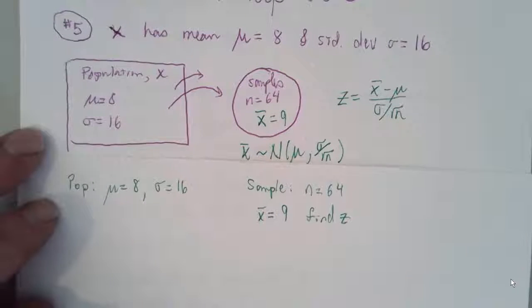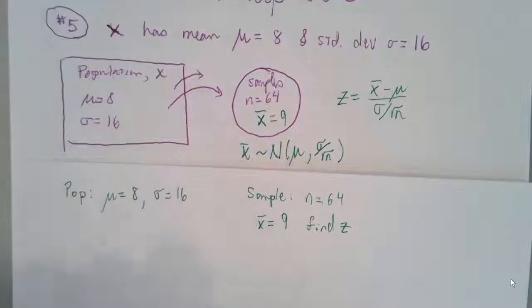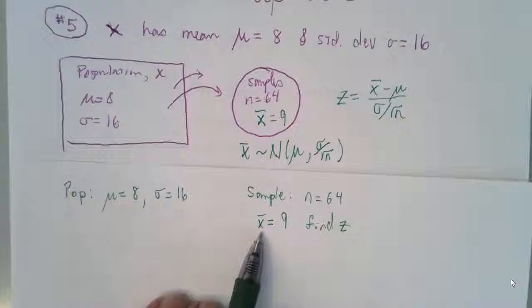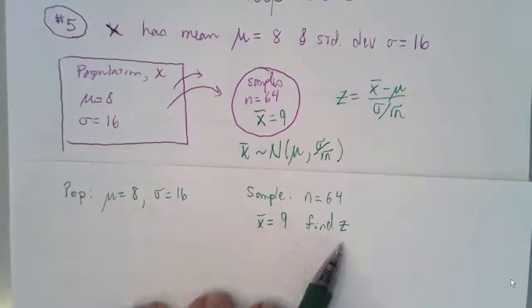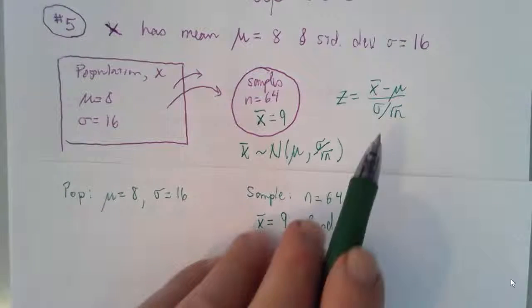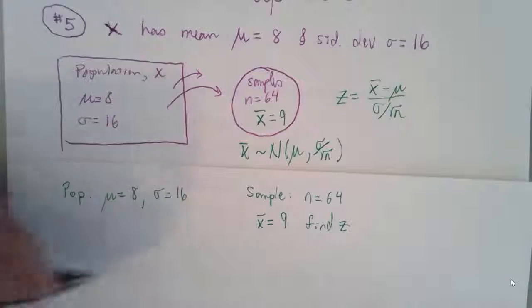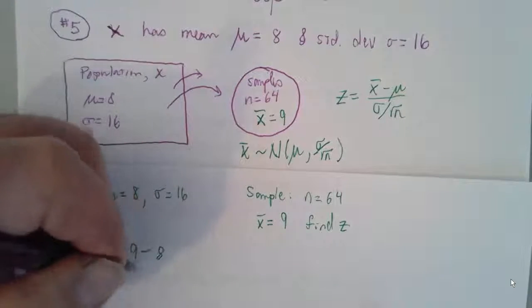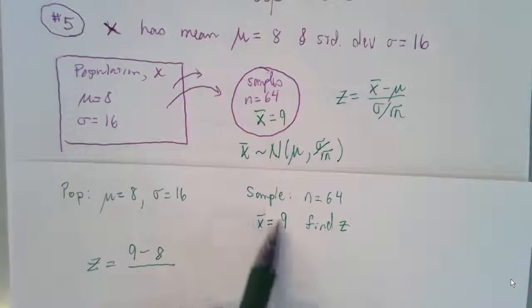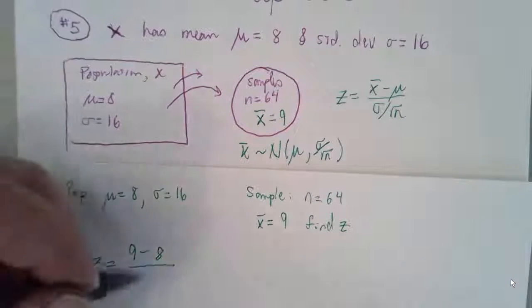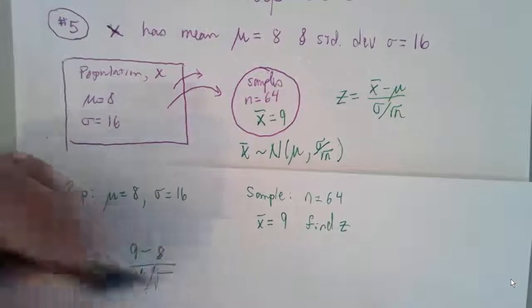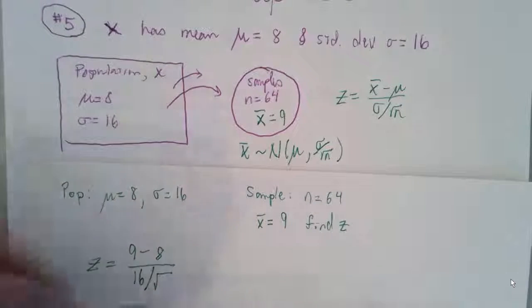Okay, so here's our situation. We have a population with a mean of 8 and a standard deviation of 16. We have a particular sample of size 64. Its average or mean value is 9, and we want to find the z-score that corresponds with that. The way to do it is to use our formula right here. So z is equal to the mean of this sample, 9, minus the mean of the whole population, 8, over the standard deviation of the x bars. Well, that's not the standard deviation of the whole population, though it is related. It's 16 divided by the square root of the sample size, and the sample size is 64.